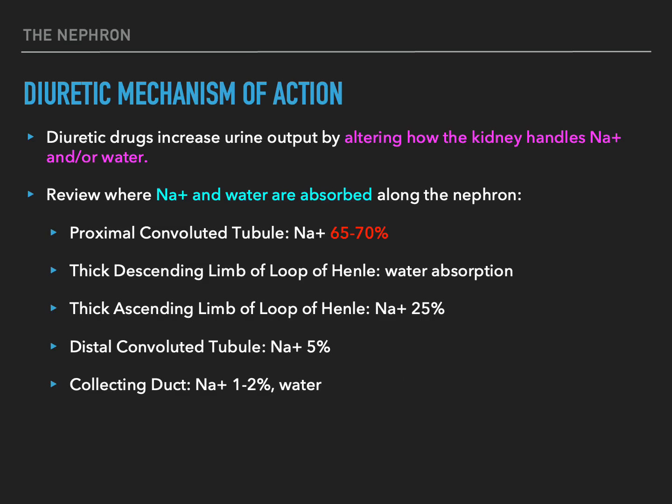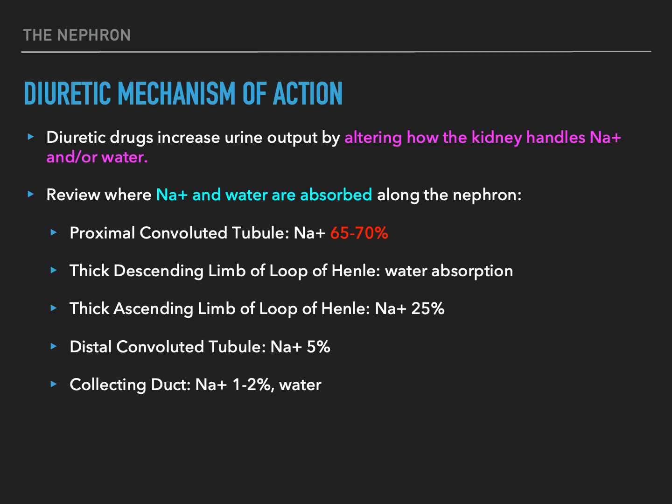Hi, welcome back. We are now going to make some clinical applications to what we just learned about the nephron in looking at the mechanism of action of diuretics. Diuretic drugs increase urine output, and they do this by altering how the kidney handles either sodium and or water. So let's review where sodium and water are absorbed.